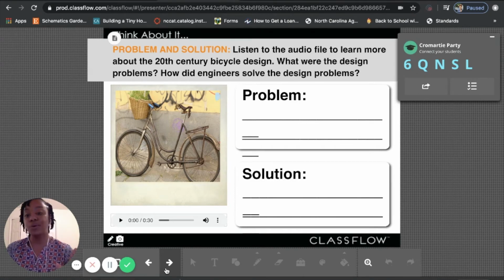And next, you already know what to do. Click the play button in the corner, listen to the audio file, and write what design problems the bicycle had and what solutions the engineers used to solve the problem. All right, we're going to move along.